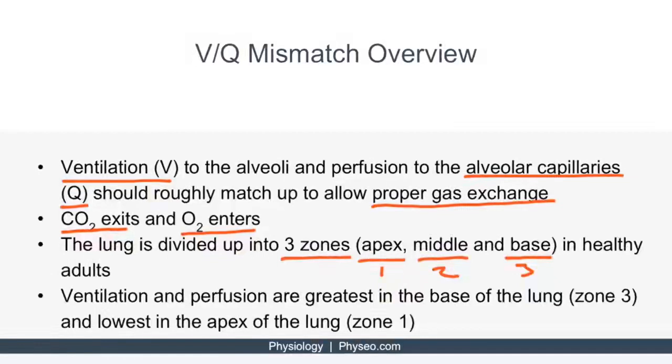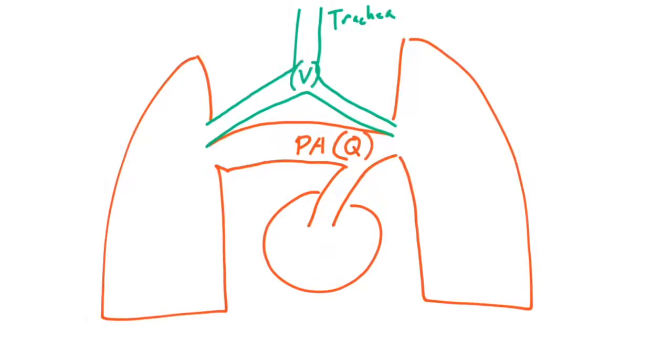In healthy adults, ventilation and perfusion are greatest at the base of the lung, zone 3, and lowest at the apex of the lung, zone 1. So let's draw this out. Here are two lungs. We have the heart, pulmonary artery, and the trachea, and the bronchi reaching the lungs. I'll label those really quick. We have the pulmonary artery. It's through the heart and the blood that the lung is perfused, and it's through the airways that the lung is ventilated. So let's divide the lungs into three zones.